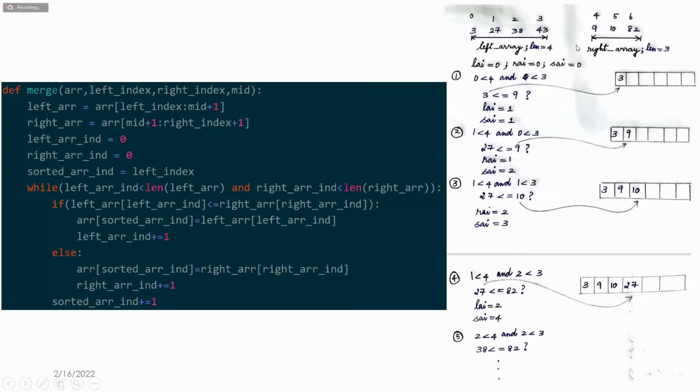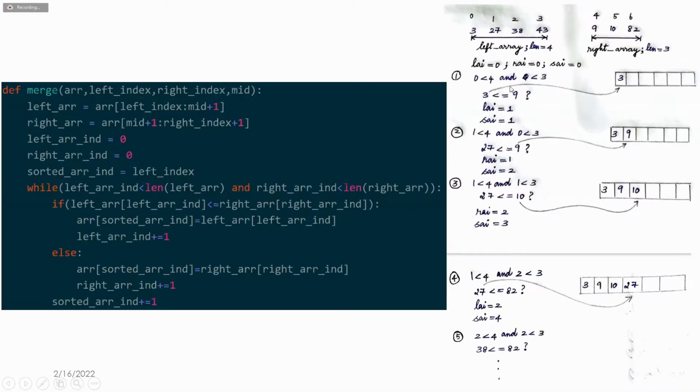So let's see how this example works. I have an array that is split into two: the left array is 3, 27, 38, 43, and the right array is 9, 10, and 82. Initially my left array index is 0, my right array index is 0, and SAI is also 0. I check if the left array index is less than the length of the left array, which is 4, and I also check if my right array index is less than the length of the right array.